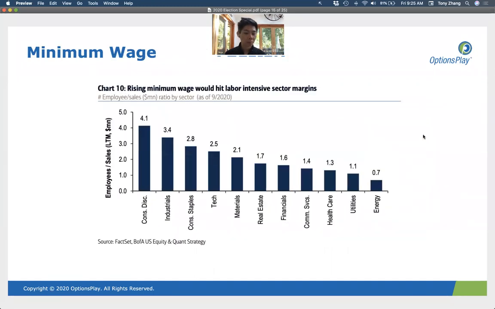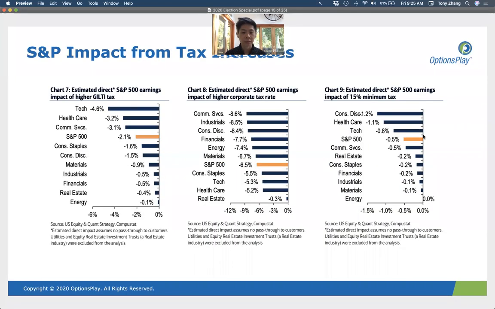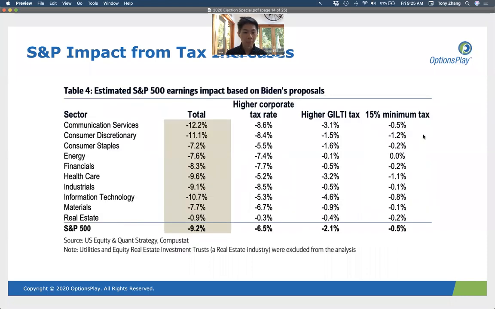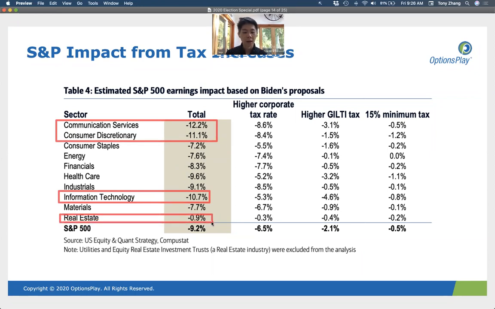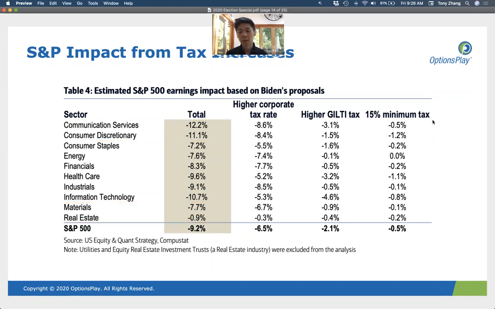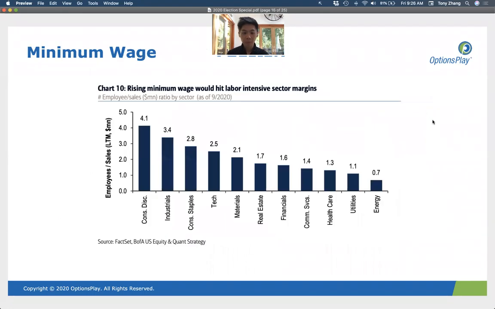And from my perspective, technology is definitely going to be one of the largest net impacted from this. Communications, consumer discretionary, and information technology will certainly have the largest impact. And the smallest impact will actually be real estate. So real estate investors are not going to feel as much from these increases in corporate taxes, but more so from the personal income and dividend taxes.